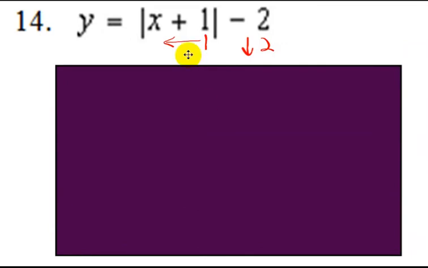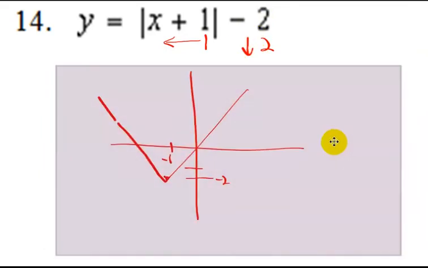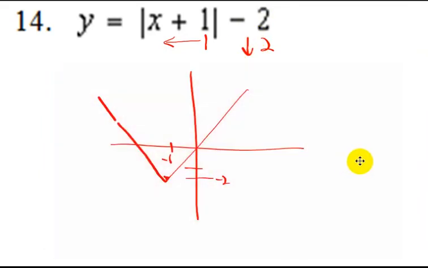Number 14, you have y equals absolute value of x plus 1 minus 2. So the plus 1 is going to shift the v to the left 1, and the negative 2 will shift us down 2. So it's going to go from that parent function that's up here, to the left 1, and then down 2.